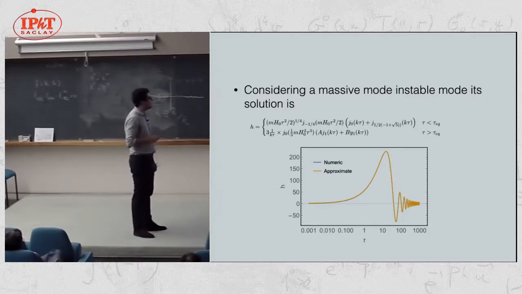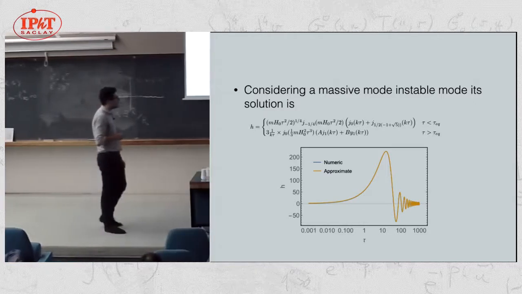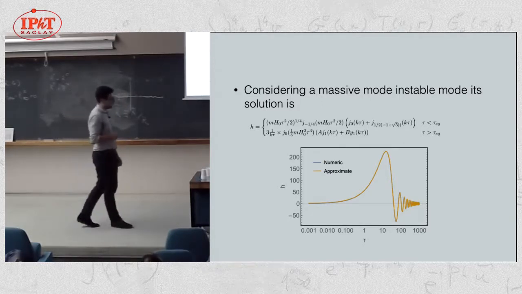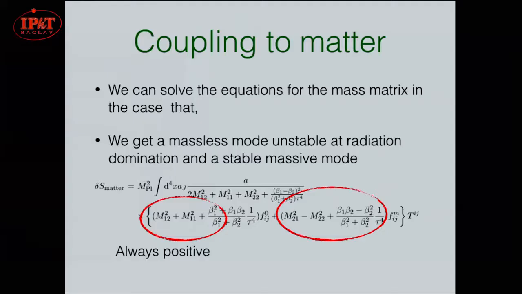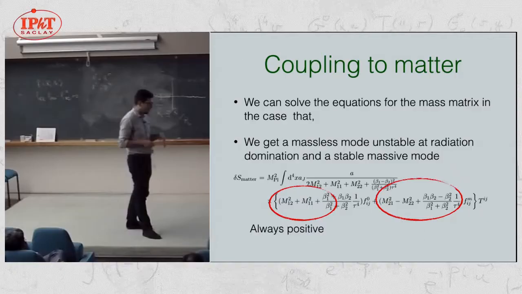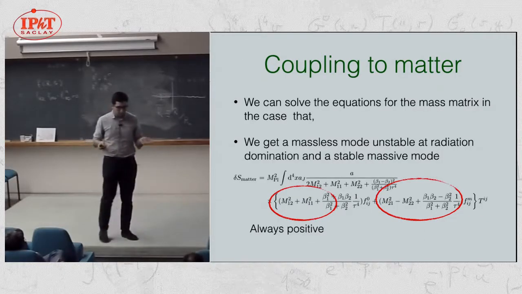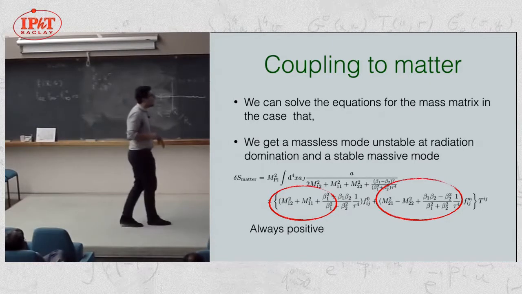The important part is that the solution will have this huge bump that goes up to 200. That means the power spectrum will be big at this part, 200 squared times bigger than the other one. So if we find again how the couplings are, we do exactly the same. We want to take a massless graviton and a massive graviton. We find that the instability will be in only one of them.